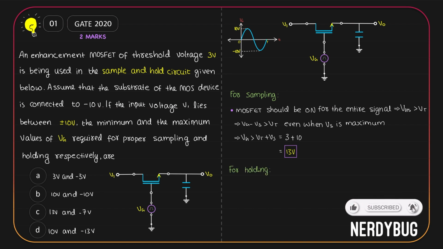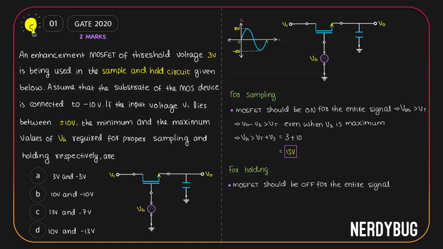For holding, the MOSFET should be off for the entire signal. And the condition for the MOSFET to be off is that VGS should be less than the threshold voltage. VGS is Vg minus Vs. So we can write Vg minus Vs should be less than the threshold voltage, even when Vs takes the minimum value. Here the minimum value of Vs will be minus 10. So if you take Vg minus minus 10, it will become Vg plus 10, which will be the maximum value Vg minus Vs can take. Even then, it should be less than the threshold voltage so that the MOSFET is off.